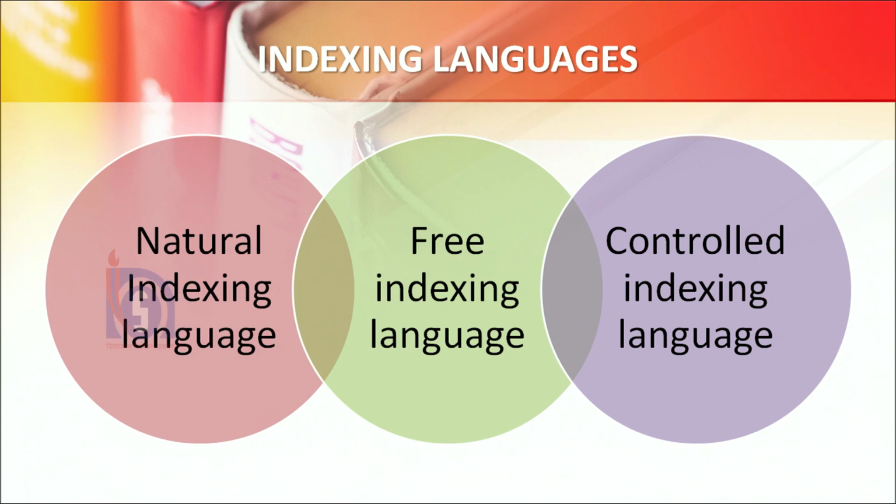Now we will discuss various types of indexing languages. We can classify indexing languages in three aspects. First is the natural indexing language, second is the free indexing language, third one is the controlled indexing language. The natural indexing language is a type of language where any term from the documents in question can be used to describe the document. In free indexing languages, any term, not only from the document, can be used to describe the document. In controlled indexing language, only an approved term can be used by the indexer to describe the document.